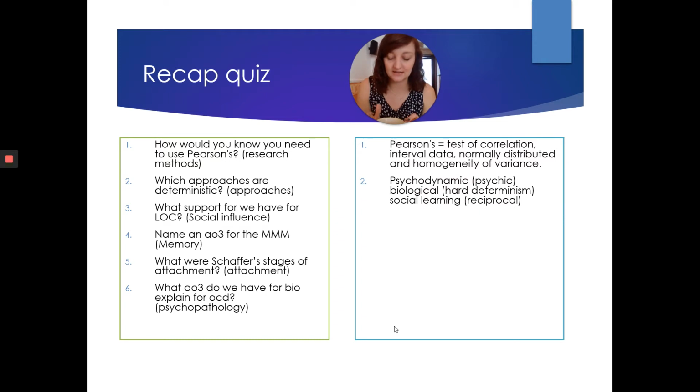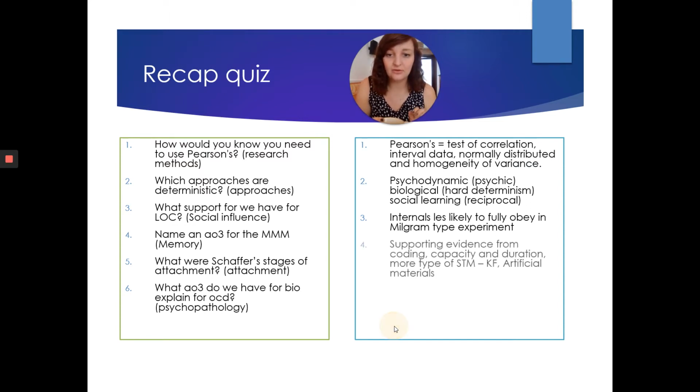Approach to deterministic. So psychodynamic is deterministic because it's psychic determinism. Don't worry too much because we're going to do that in issues and debates. Biological is very deterministic along with social learning. For locus of control, we've got a bit of research saying that internals are less likely to fully obey in a Milgram type experiment.